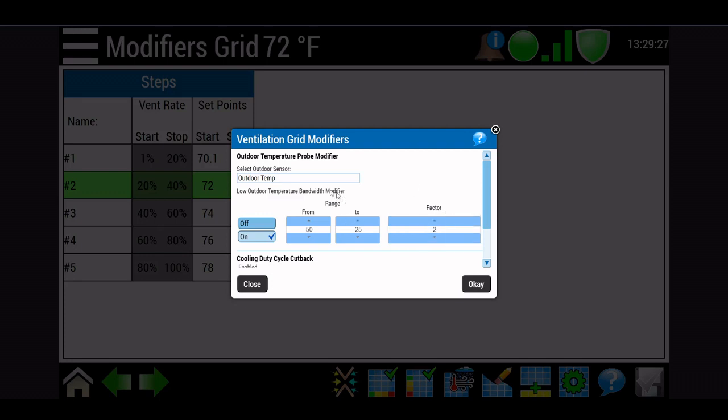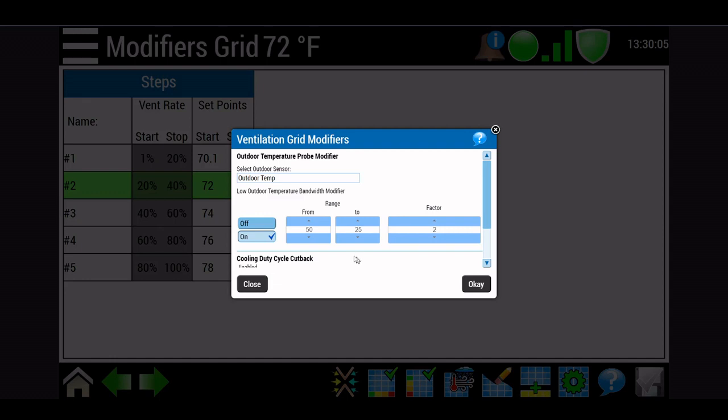Now the range, this is the temperature through which this modifier is going to be active. So right now I have it from 50 degrees down to 25 degrees. At 50 degrees, the factor is just going to start affecting it. It's kind of like a variable fan, how it ramps up. So at 50 degrees is when it only starts affecting it, and then at 25 degrees or lower, it's going to be at the full factor of 2.